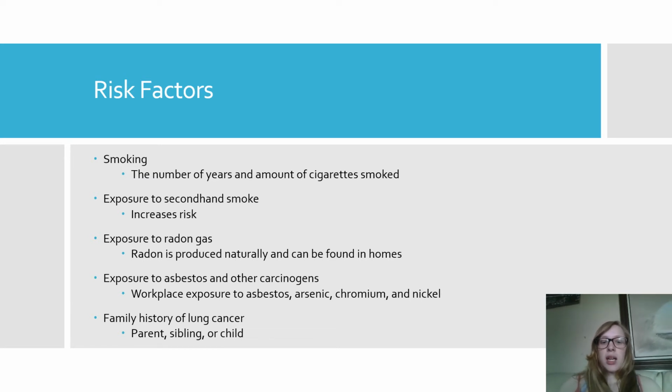Exposure to radon gas, which is produced naturally and can be found in homes, is part of the reason you are supposed to get checks for that. Exposure to asbestos and other carcinogens, which is mostly workplace exposure to asbestos, arsenic, chromium, and nickel. Those are the top four. Or a family history of lung cancer: if a parent, sibling, or child has been diagnosed with it, then you should be tested too.